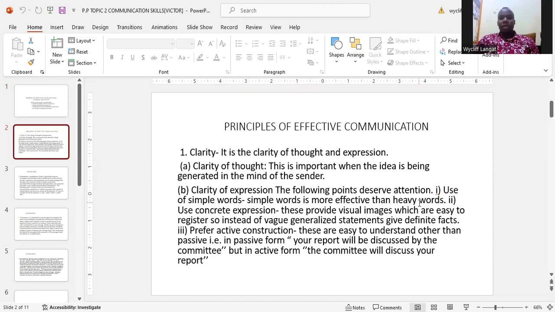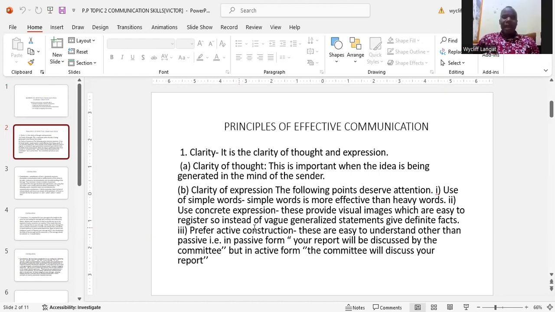Number one, use of simple words. Simple words are more effective than heavy words. Number two, use concrete expressions. These provide visual images which are easy to register. So instead of vague, generalized statements, give definite facts.